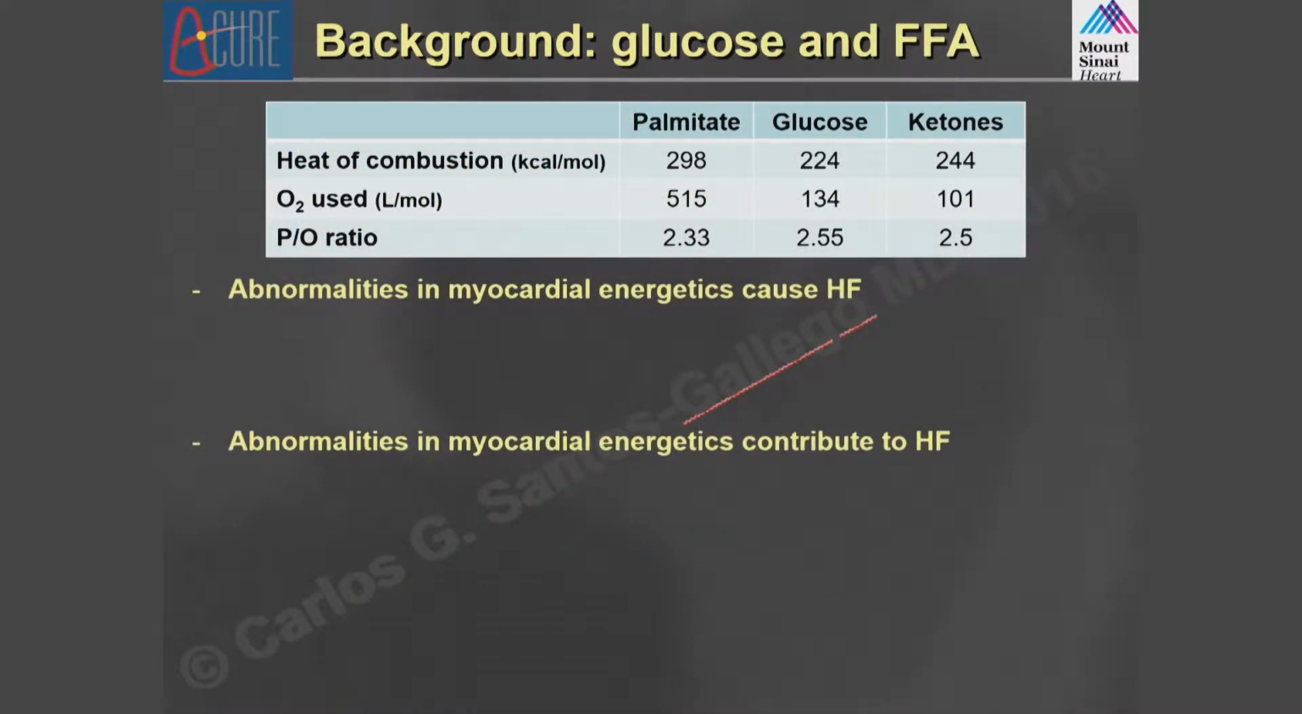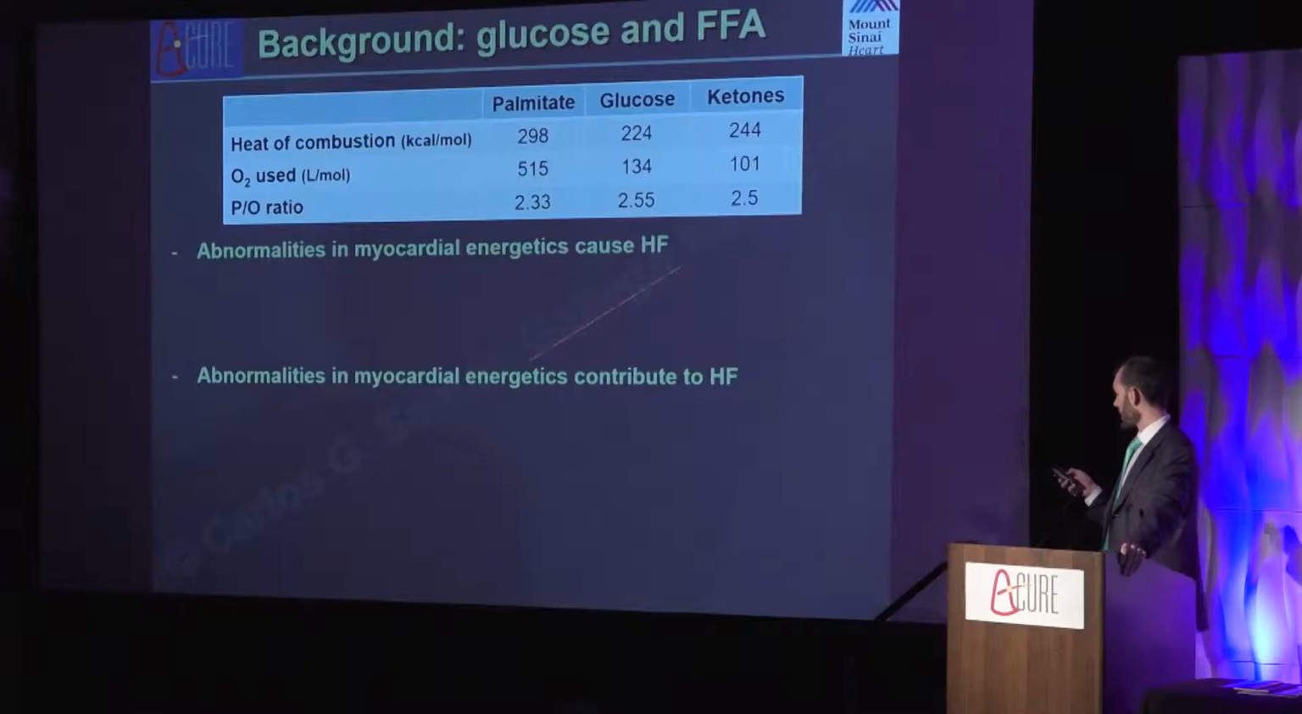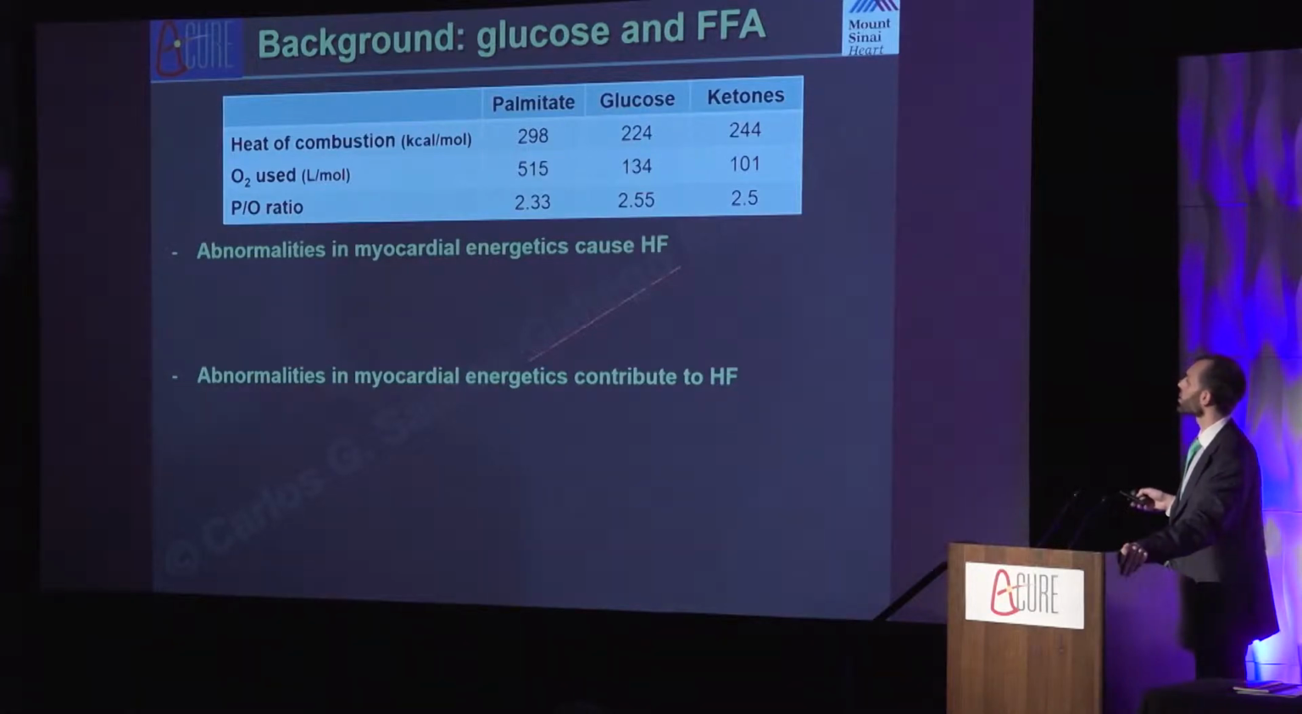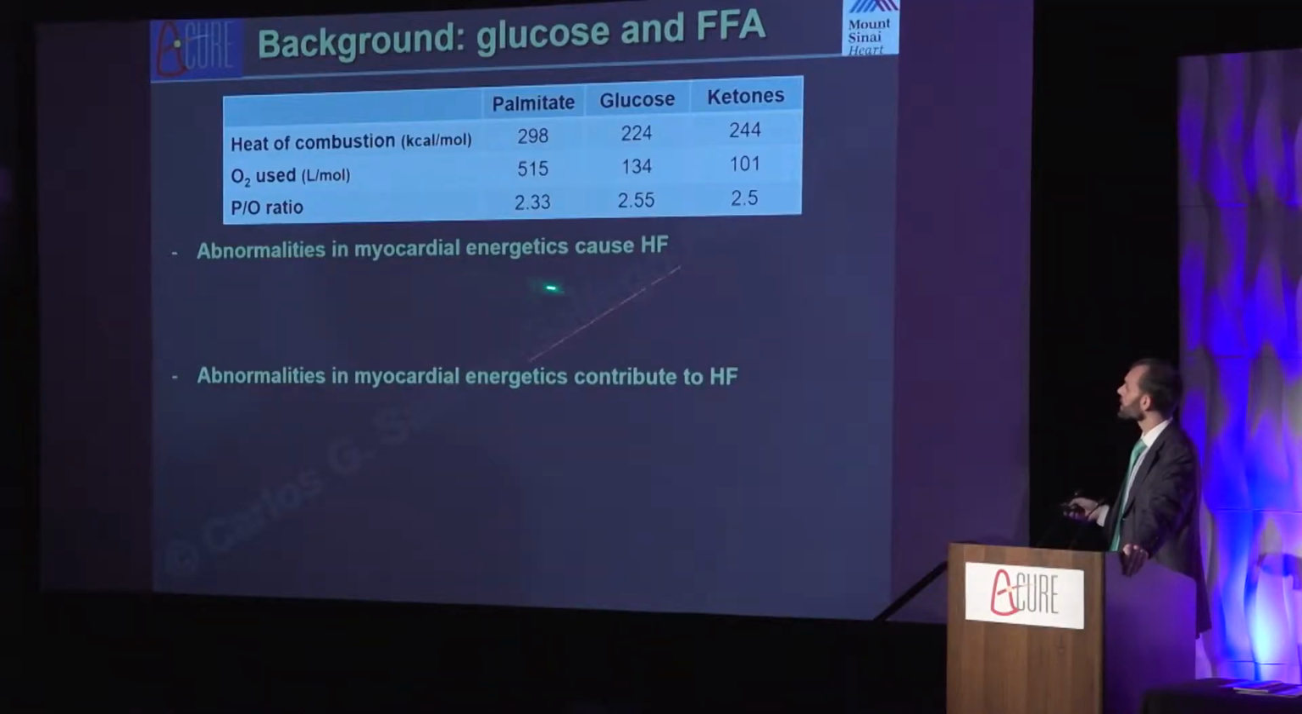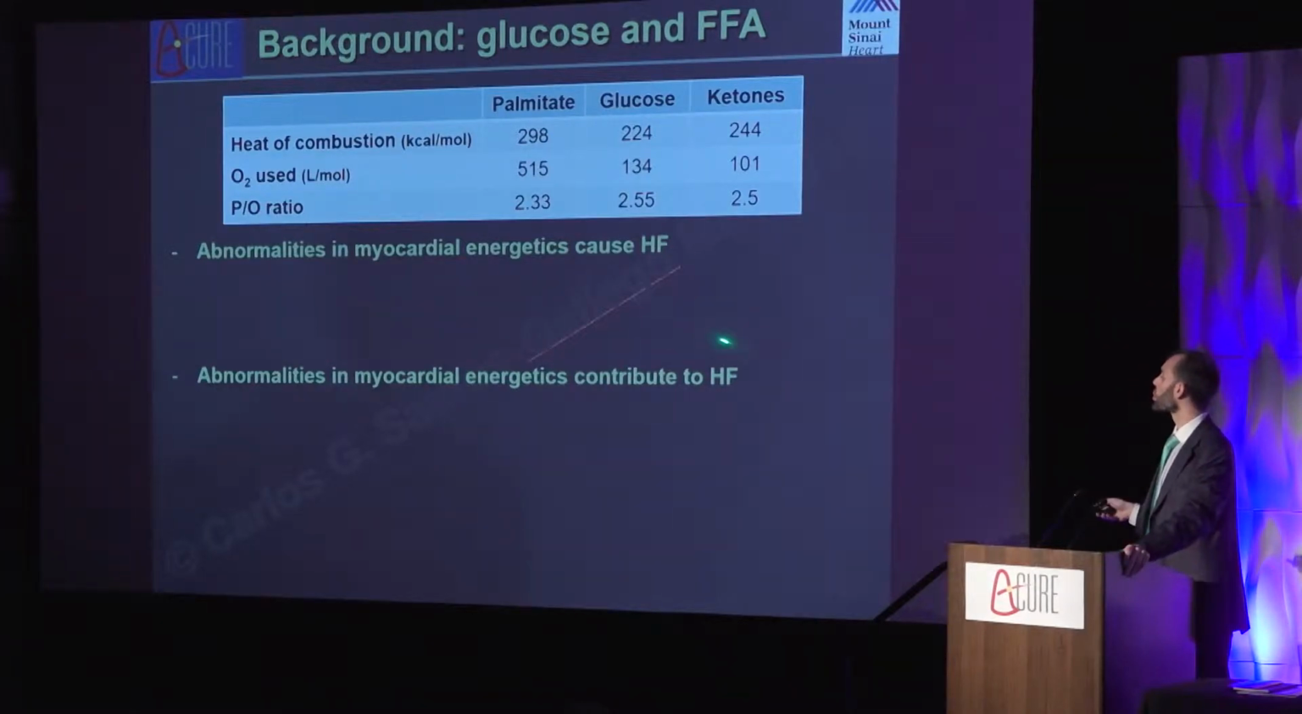So the energetic status of the myocardium is impaired in heart failure. And famously, the failing heart has been described as an engine out of fuel. If we look at this table, if we burn 1 mole of glucose, only 224 kilocalories are produced. However, if we burn fatty acids, such as palmitate, 25% more ATP will be produced, almost 300 kilocalories. Therefore, fatty acid is the main substrate of the heart.